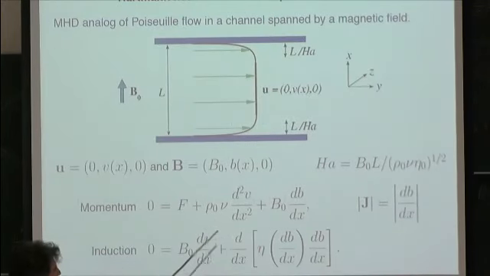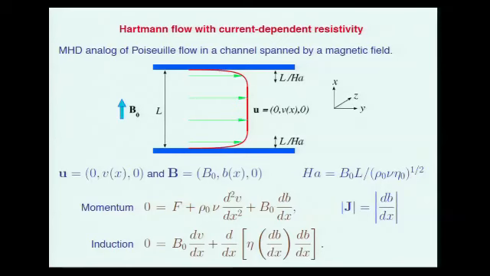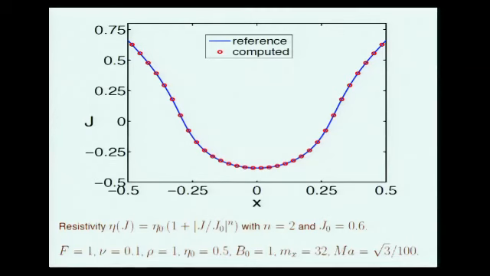And again, doing a Hartmann flow problem, I can compare for the kind of models people use. So we've got background resistivity 1 plus current over some threshold to a power. This is comparing current-independent reference solution for steady state ODEs, dots, lattice Boltzmann computations. It's all working very nicely.